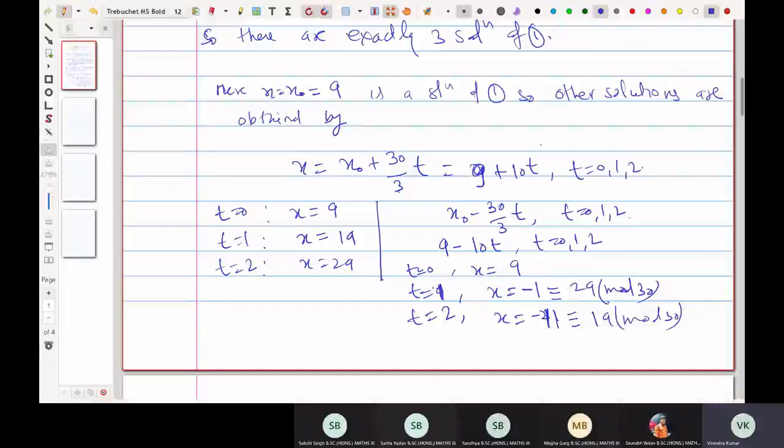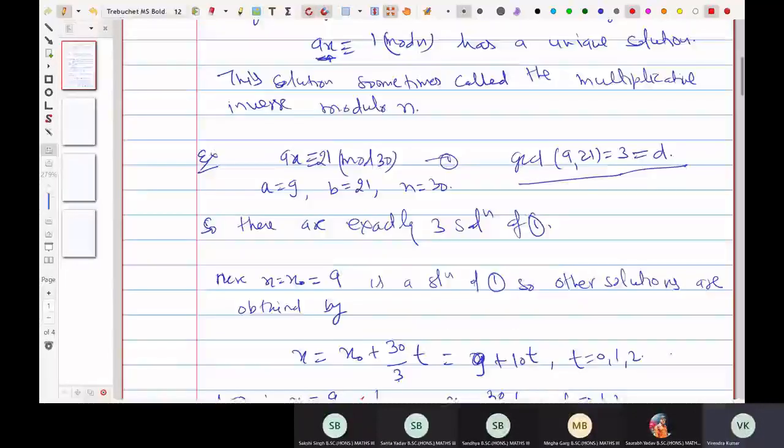Okay. So finally, we have this solution 9, 29, and 19, the same as here. But the thing is that here we initially get some negative quantity, and then we need to change them to positive quantity using the respective operation in that equation. So in that case, we need to reduce this negative 1 and negative 11 to their respective equivalent numbers under modulo 30. Okay, so this is how we can solve.